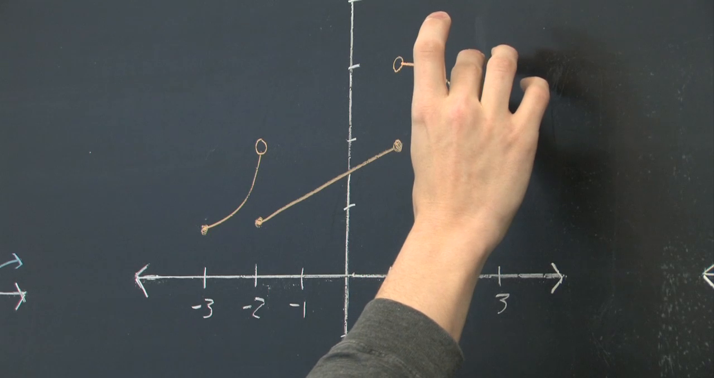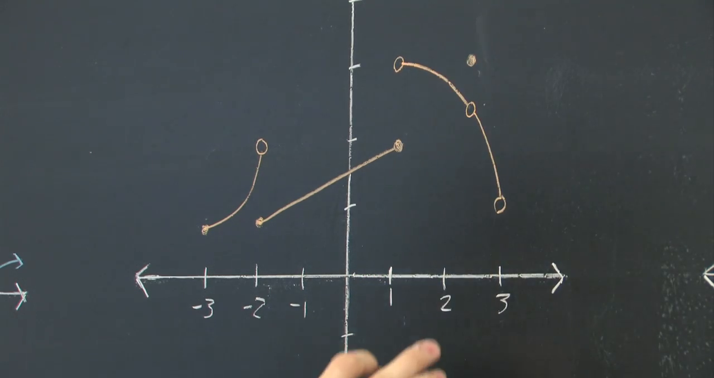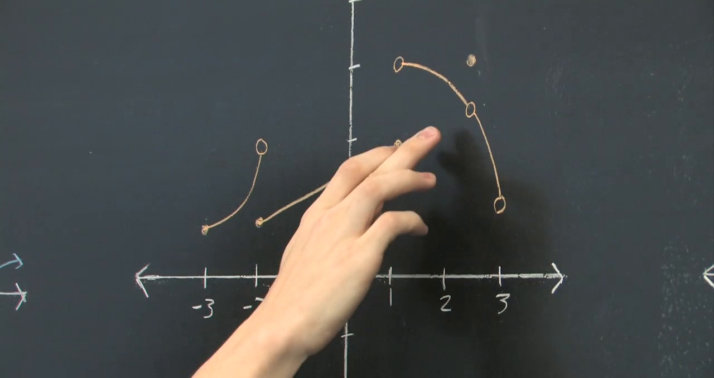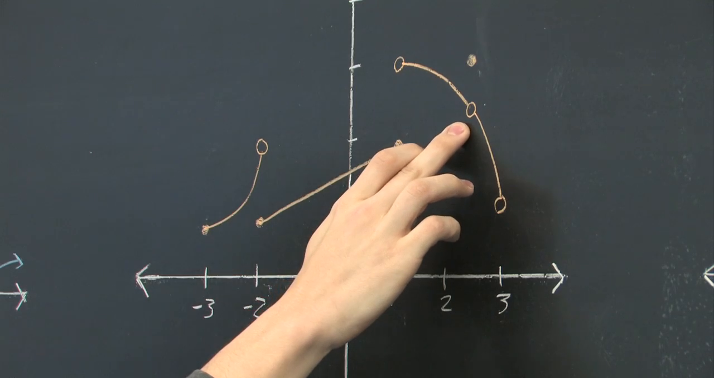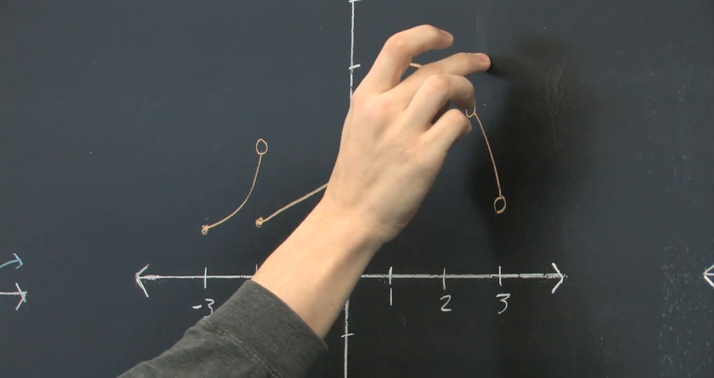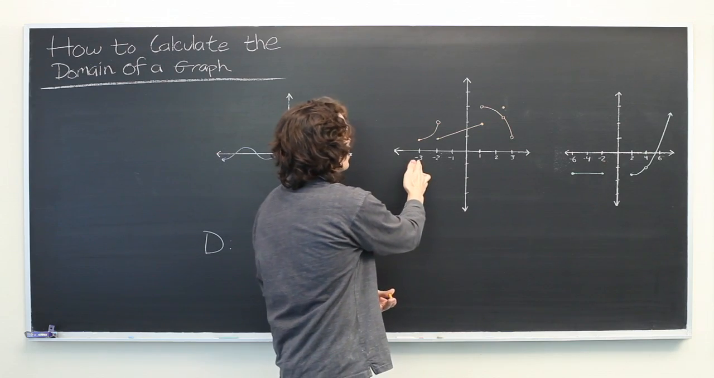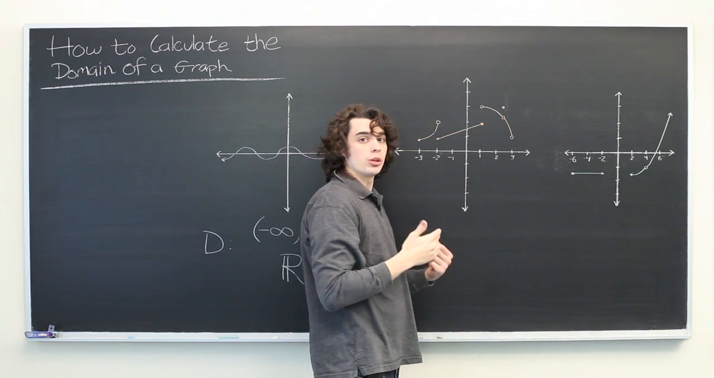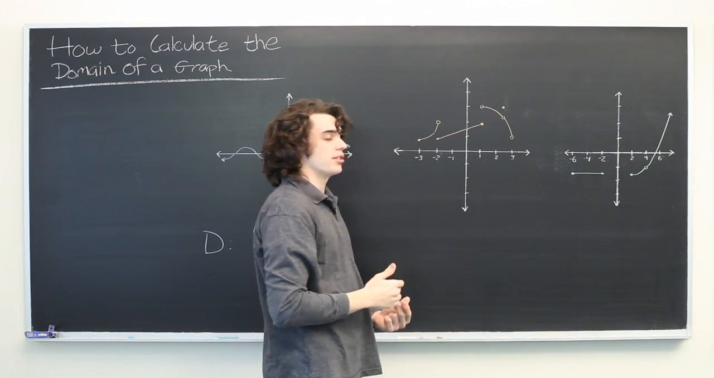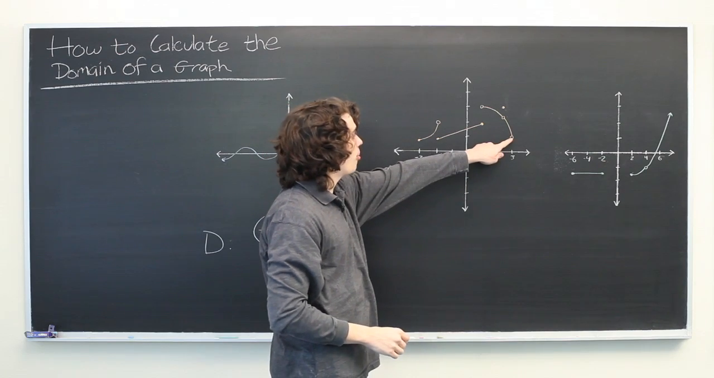Then we have another discontinuity here. It looks like it's at around 2.5. We see there's a hole in this curve. But again, the graph is still defined, so we have another point above our original curve. So between -3 and 3, there's really only one point for which the graph is not defined, and that's this open endpoint here.